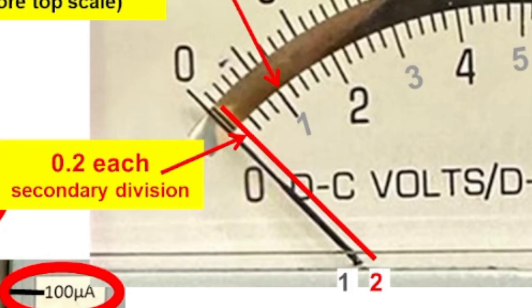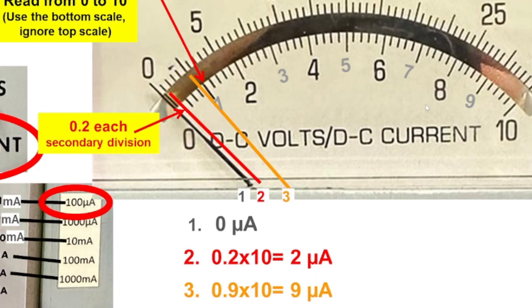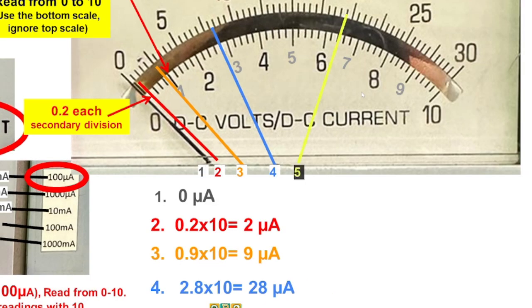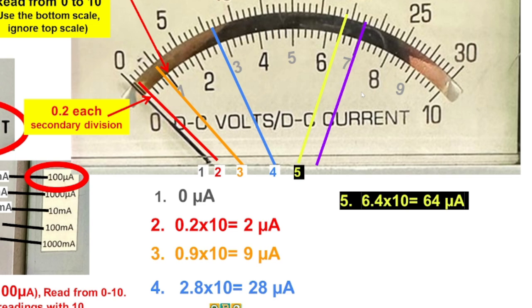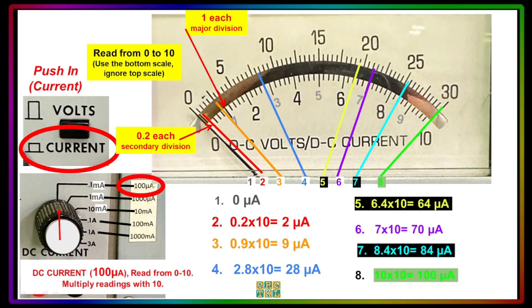The first reading is 0.2 multiply with 10, 2 microamperes. The third is 0.9 multiply with 10, 9 microamperes. The fourth, 2.8 multiply with 10, 28 microamperes. 6.4 multiply with 10, that will be 64 microamperes. 7 multiply with 10, we get 70 microamperes. 8.4 multiply with 10, we got 84 microamperes. And 10 multiply with 10, we got 100 again, which is exactly the same with our limit.